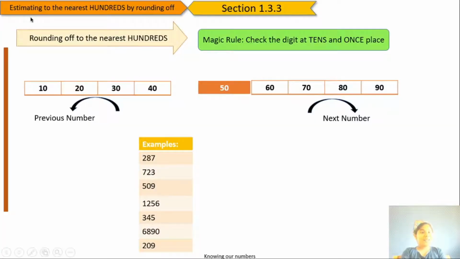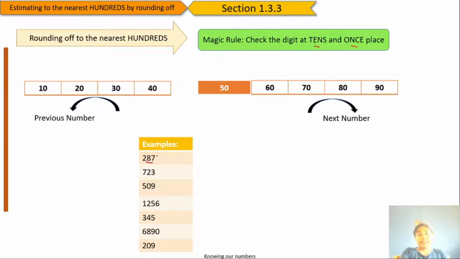Next we have estimating to the nearest hundred by rounding off. Rounding off to the nearest hundred. Magic rule, check the digit at tens and ones place. Here it says check the digit at tens and ones place, but don't forget to change the digit at the hundreds place. Okay, so here we have the number 287. It has two possibilities. Either it can be rounded off to 200 or to 300. So what do you think it will be? Okay, let's find out.